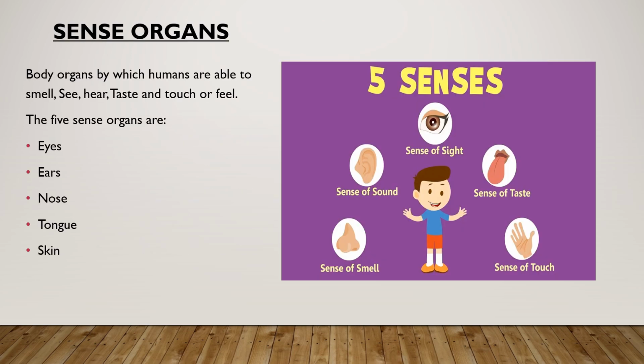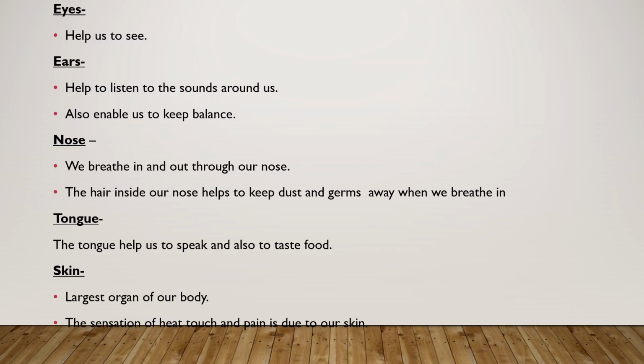Then, sense organs. What are sense organs? They help us to smell, see, hear, taste, touch or feel. We know that our eyes help us to see objects around us, our ears help us to hear the things, nose helps us to smell, tongue has the function of tasting things because it has got taste buds, and skin. Skin is the largest organ in our body, and why is it important? Because the skin helps us to feel things. Briefly, we'll understand the functions of these.